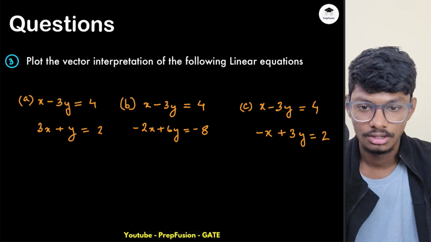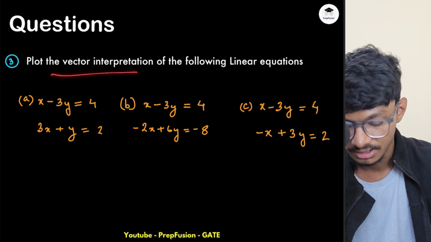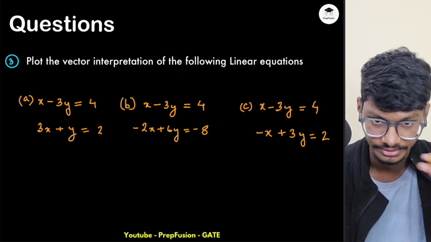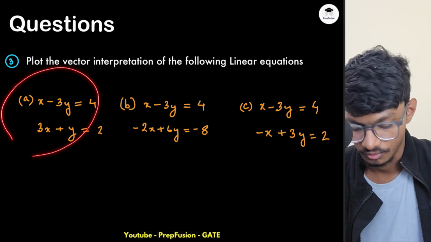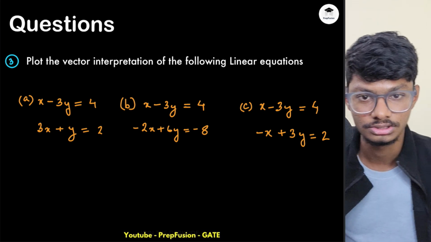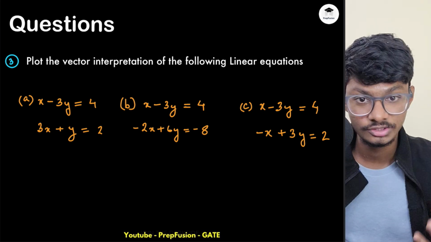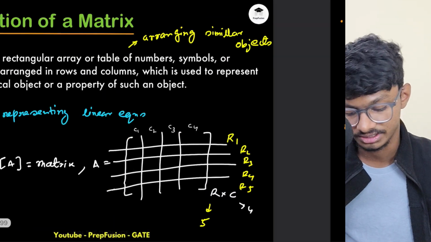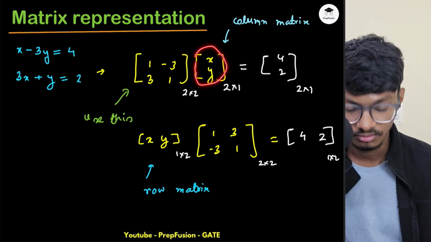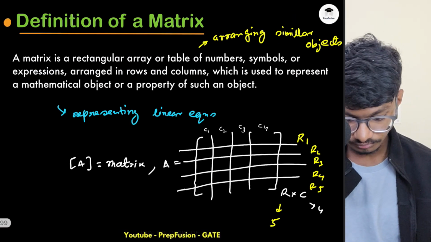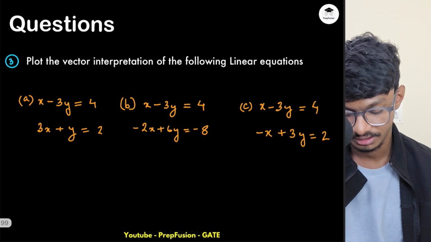So let us plot the vector interpretation of the following linear equations. What do you mean by vector interpretation? I will explain by solving one of these equations. They are only the same set of equations, we will just represent them visually differently. It is known as a vector representation. As I told you, this is known as a vector here. Okay, so we'll see about that. So let's do the vector interpretation.